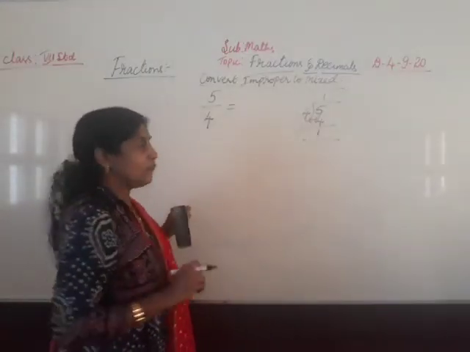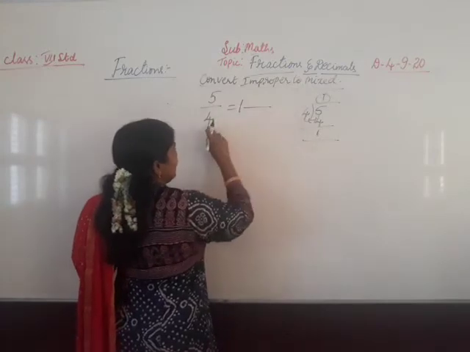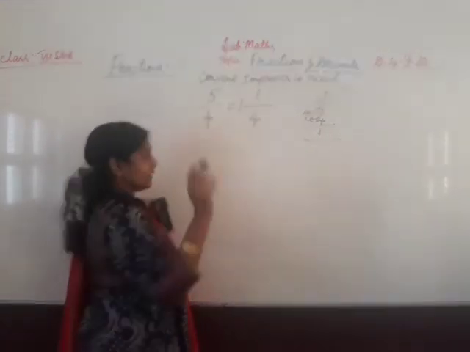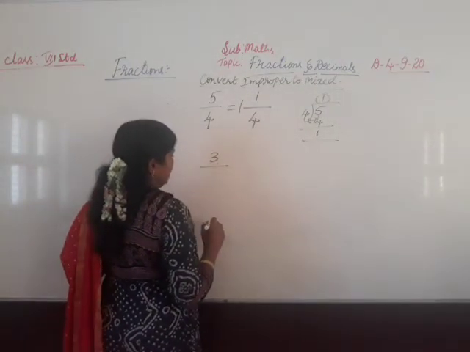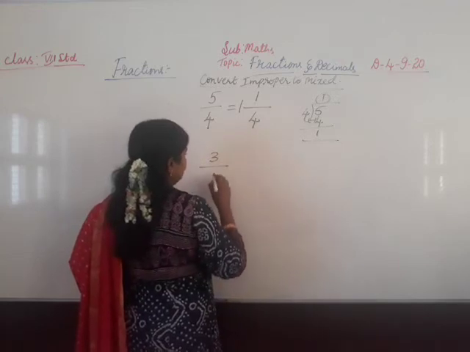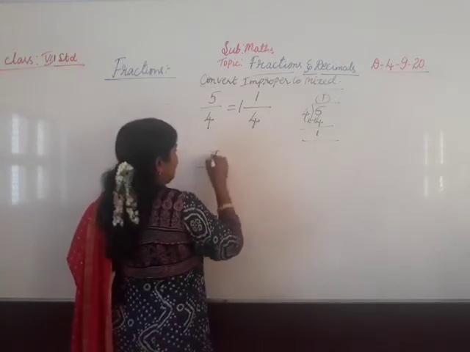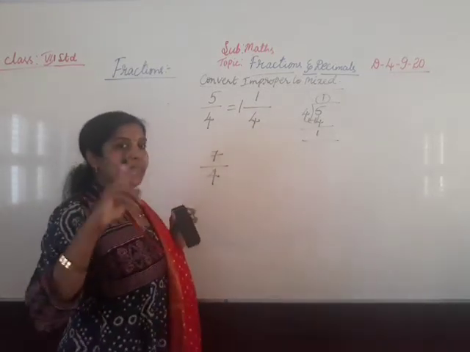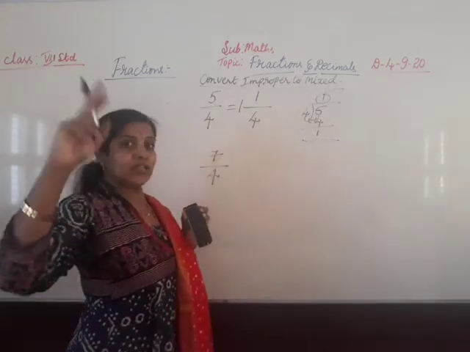How to write it in the mixed form? Quotient in the whole number place, denominator as it is, remainder in the numerator. One more example I will take. 7 by 4. Always improper. We can convert improper to mixed and mixed to improper. Proper, just we can bring it to the simplified form.